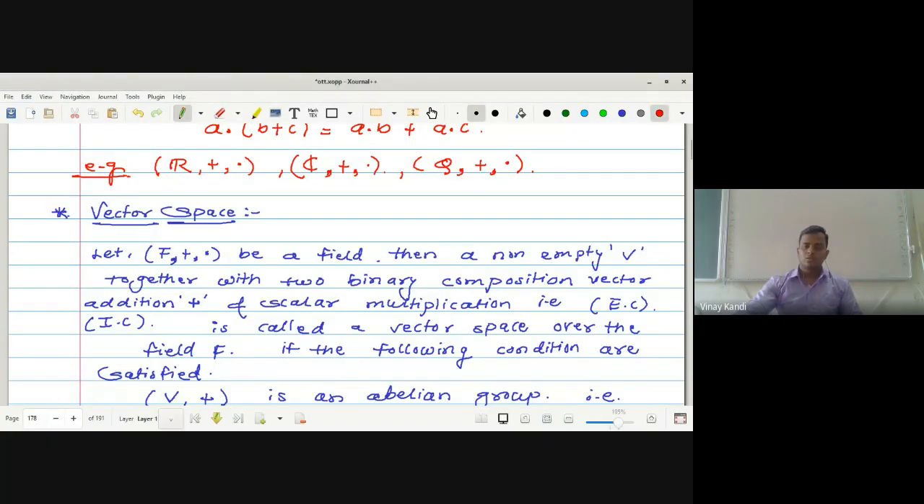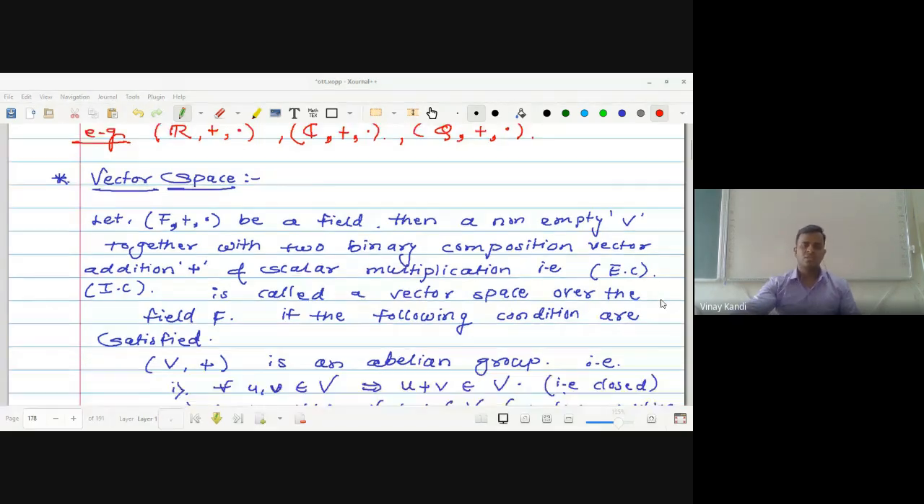Okay. Good afternoon, all. In the previous lecture, yesterday, we've seen the definition of vector space. What is the vector space? Let F, plus, dot be a field, then a non-empty set V together with binary operation, vector addition, and scalar multiplication is called the vector space over the field F if all the 10 conditions hold. What are the 10 conditions?